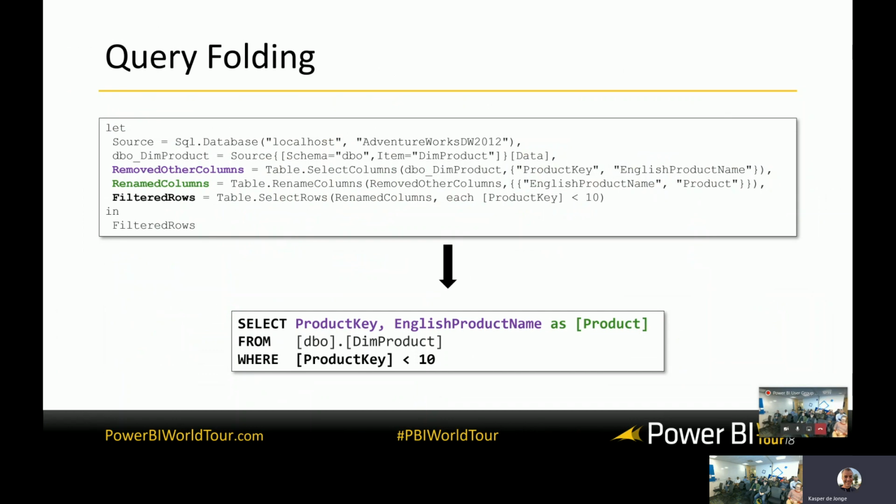You can actually see if something is doing query folding when you're using Power Query. If you go to the last step in your Power BI table, you can right mouse click and see native query. That will show you the query that's getting sent to the data source. If that is grayed out or doesn't work, then we're not able to do query folding.